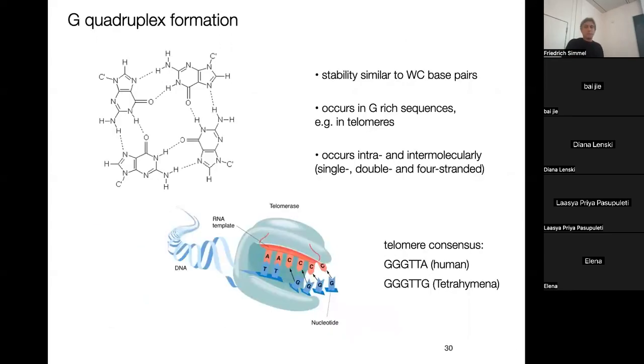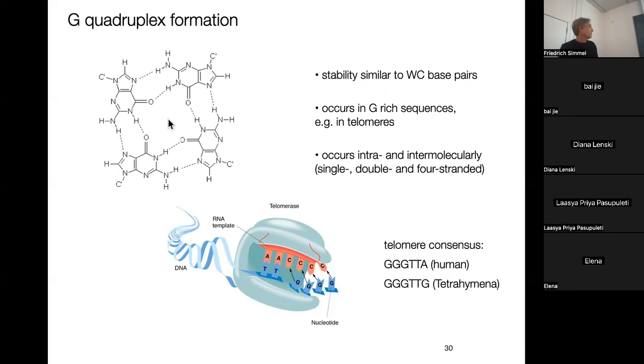And one of the most famous structures that might have biological importance is the G quadruplex. It turns out that four Gs can make such a structure with each other by making quite a number of hydrogen bonds. This is a very stable structure, and under certain conditions it's more stable than a DNA duplex. Usually it requires an additional ion in the middle that somehow stabilizes it.